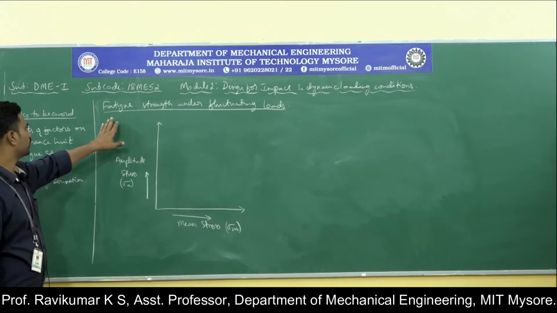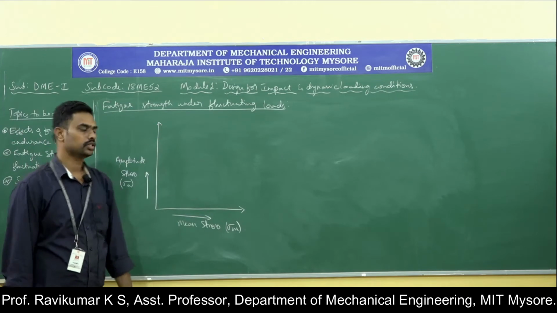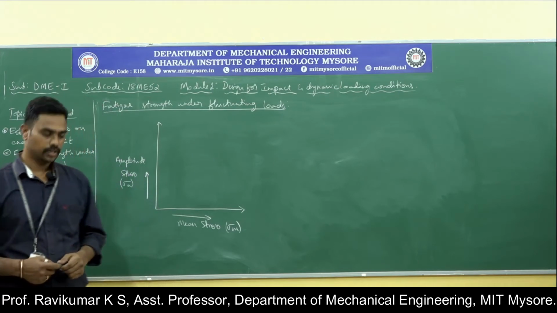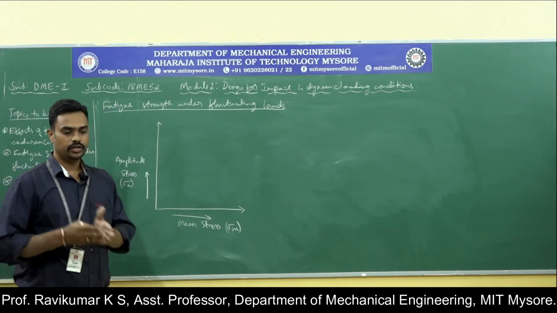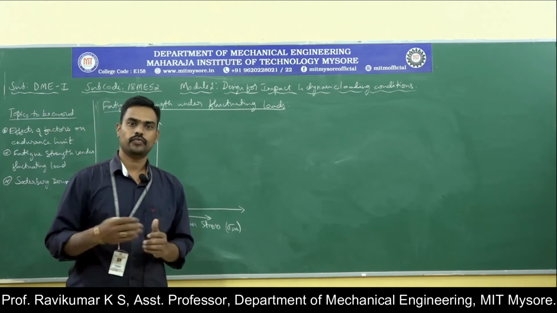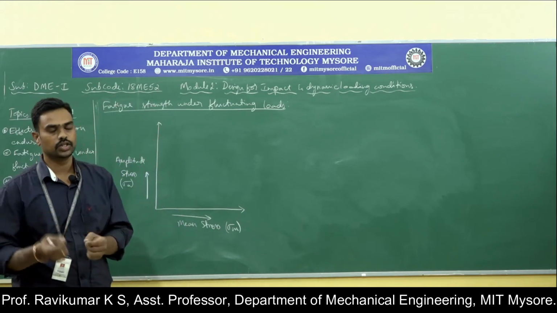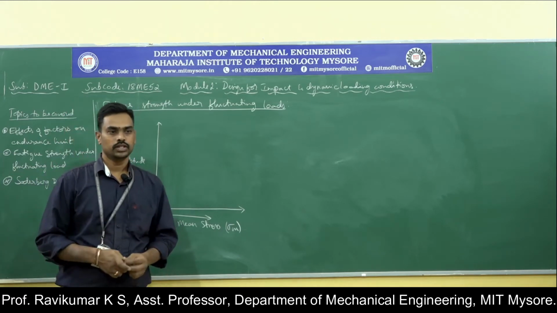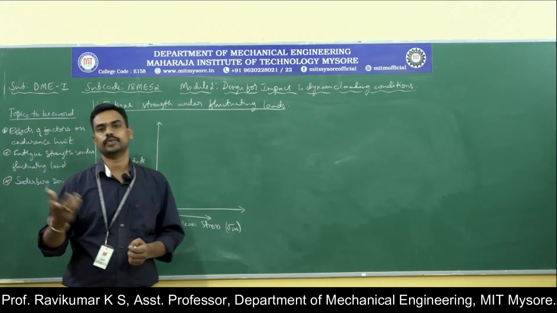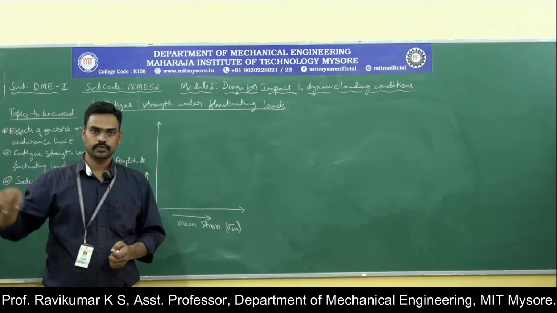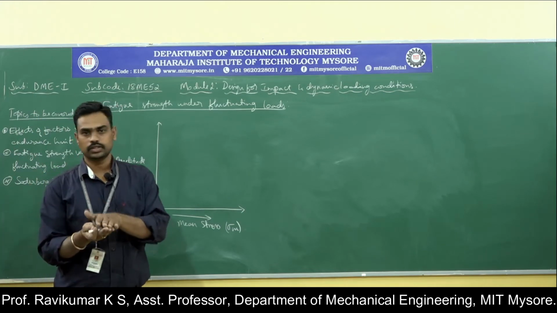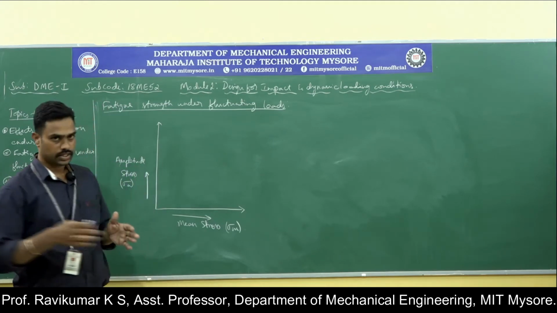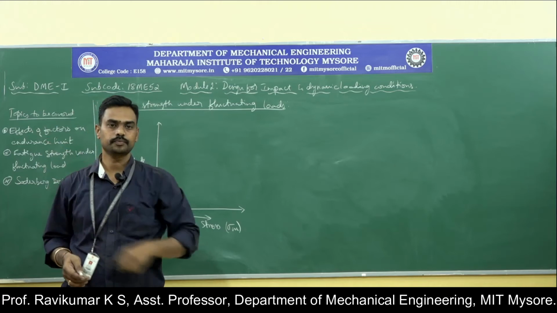So the next topic is fatigue strength under fluctuating loads. If any member is subjected to a fatigue loading condition, then the stress will be varying with respect to time, because fatigue means the load varies with respect to time. Obviously the stress will be varying with respect to time. If the stress varies with respect to time, then you will find the amplitude of the stresses, because stress means there will be a certain magnitude and time means you will find the cycle. Since there is a cycle, you will find some amplitudes.